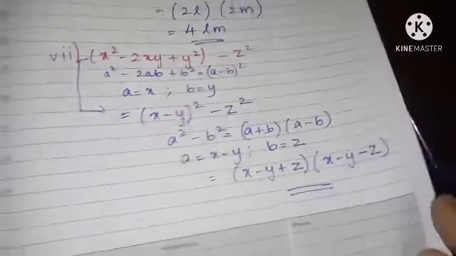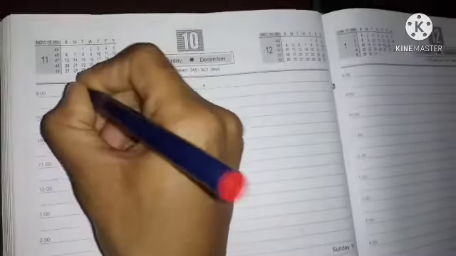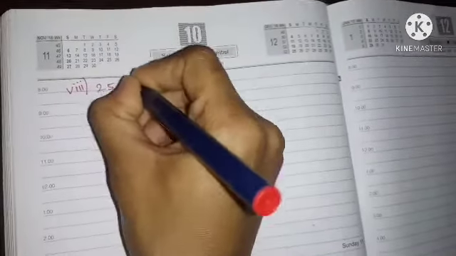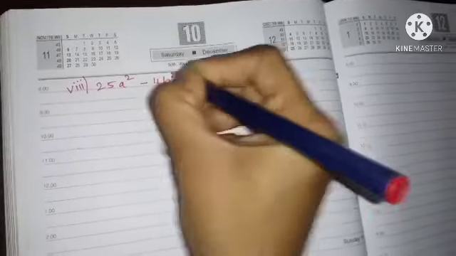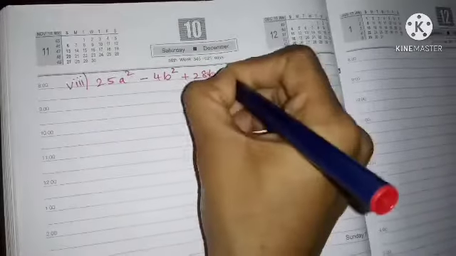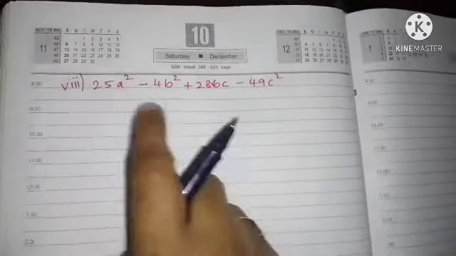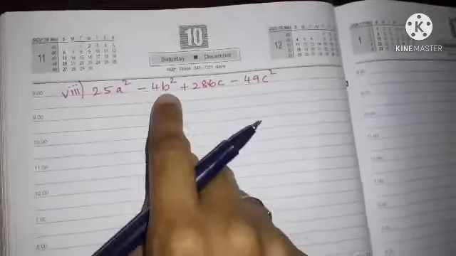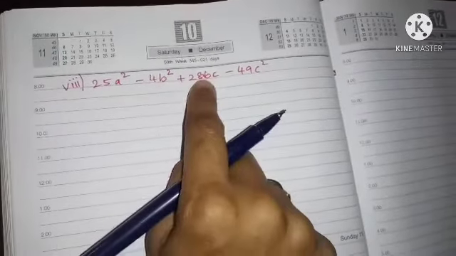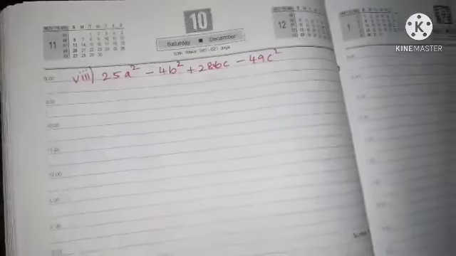Okay. Next problem is what? Next is your 8th problem, right? What is the question? It is somewhat bigger, I think, but it is easy. 8th problem, 25a square minus 4b square plus 28bc minus 49c square. Okay, now listen.